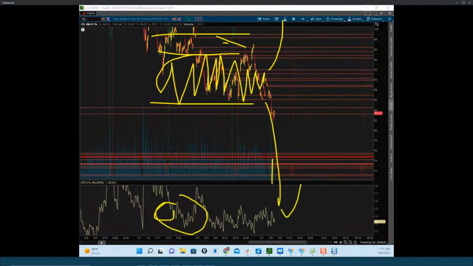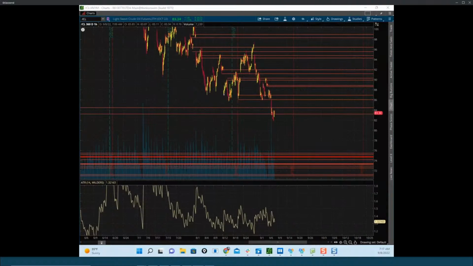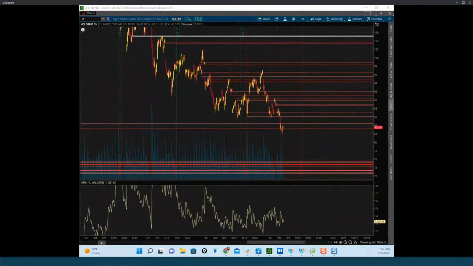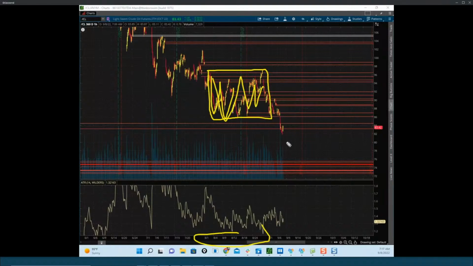So when I look at this chart, obviously this looks like a very bearish market, right? So we had balance here. This is multi-week balance, right? And we just broke down from there.